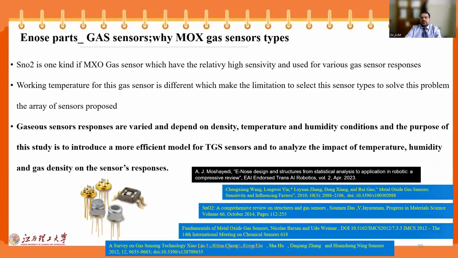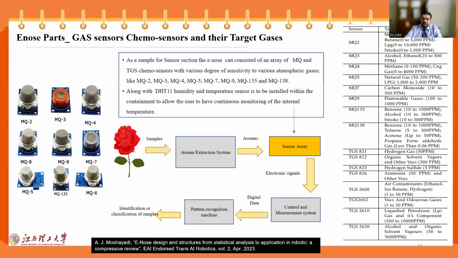Here I bring the famous list of MOX sensors. You will see that some of them are sensitive to one or more gases. For example, MQ2 is sensitive to methane, butane, LPG, and smoke. But you will see that the density of my gas, which we show in ppm, is different. Suppose for methane it is 0 to 100 ppm. For butane, it is 0 to 5,000, and so on.